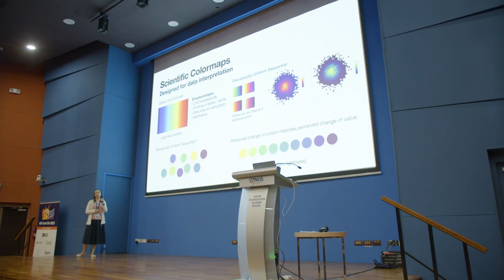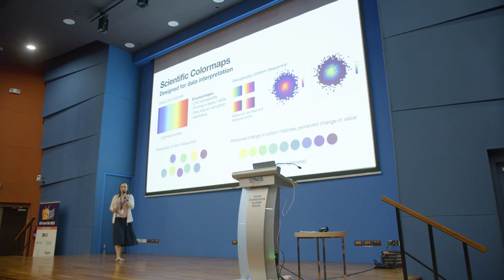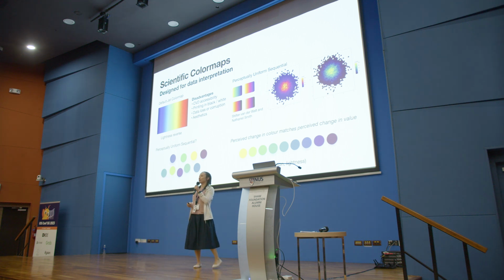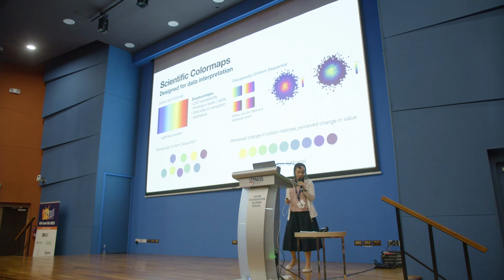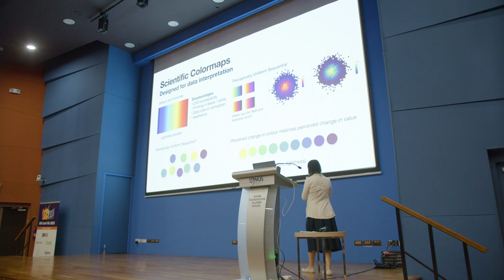So Stefan and Nathaniel, as well as some other people, went on some very long journeys to actually design different types of color maps that you probably see today when you use R or Python. And these are what we call perceptually, it's a mouthful, perceptually uniform sequential color maps. I'm not going to give a formal definition. I just kind of made up my own definition.